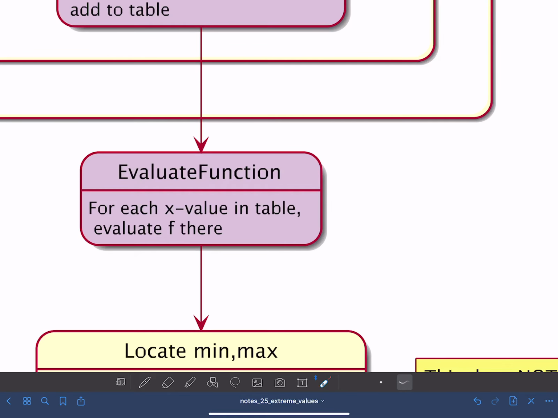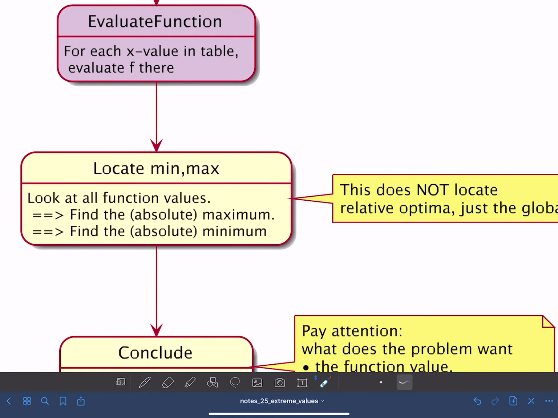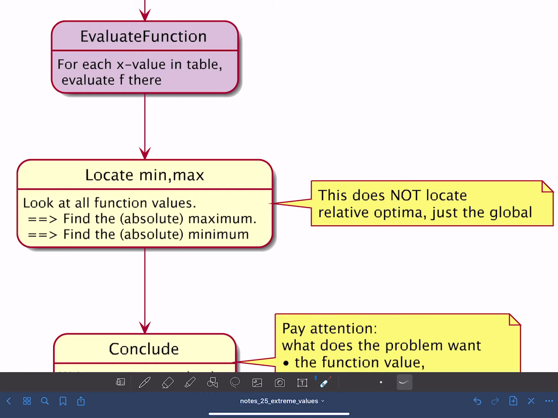We're going to evaluate the function for every single x value. Let's evaluate the function there. Now, after that, all I have to do is locate the minimum and maximum values. Just look at those function values and find the absolute min and max in them. It's very important to note that this does not locate relative optima, just the absolute. So if you want local, you need additional steps.